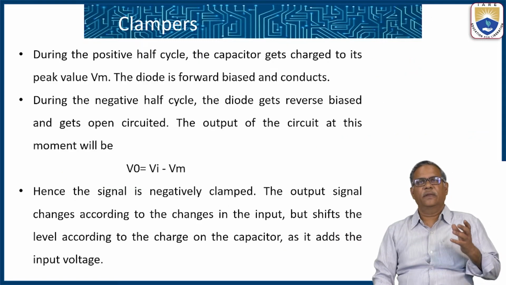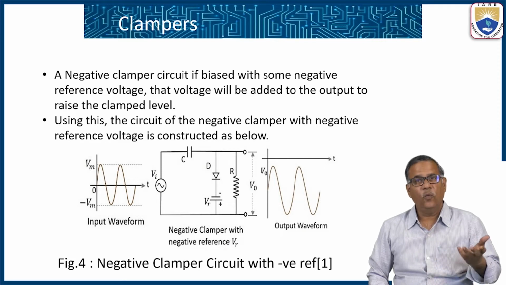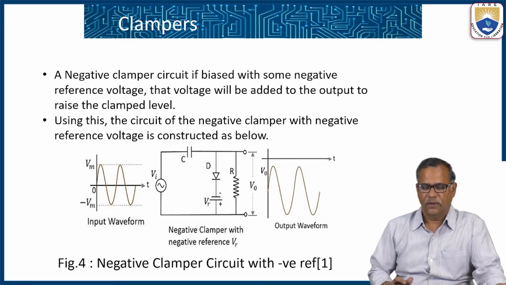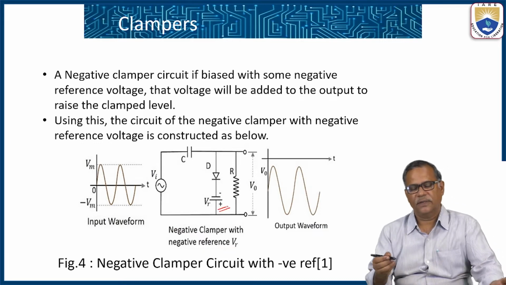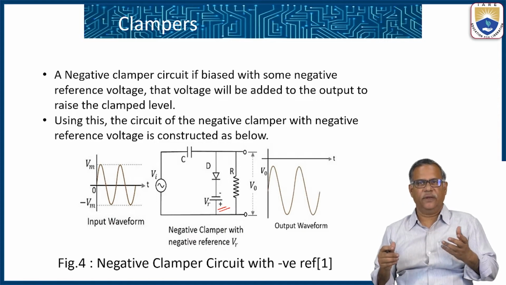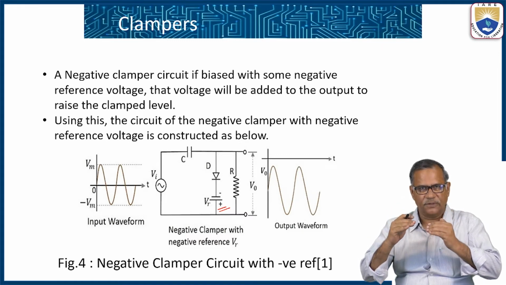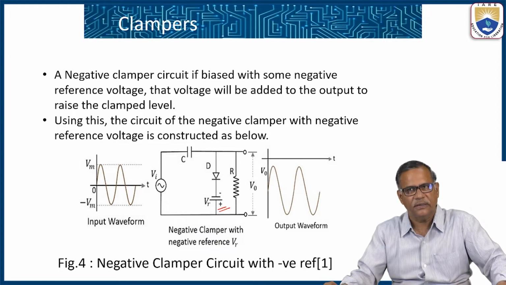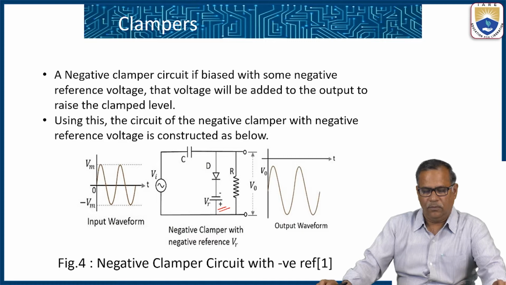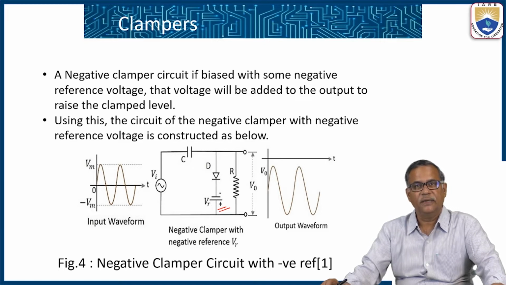Now let us discuss about the negative clamper circuit with negative reference voltage. So this is the circuit with negative reference voltage. The difference between the earlier circuit and this circuit is we have added a negative reference voltage, which further causes the shifting of the input signal by VR. An additional shift of VR is introduced in the output waveform. So a negative clamper circuit, if biased with some negative reference voltage, then voltage will be added to the output to raise the clamped level.